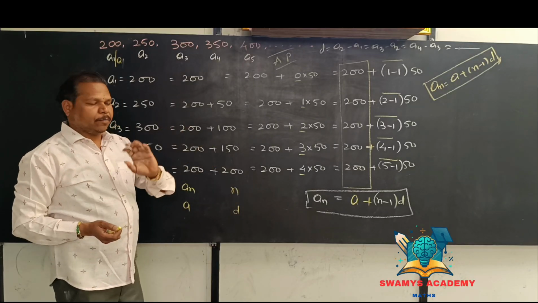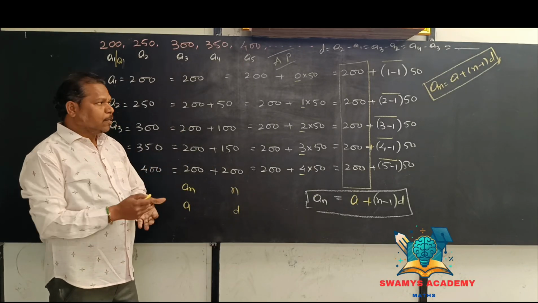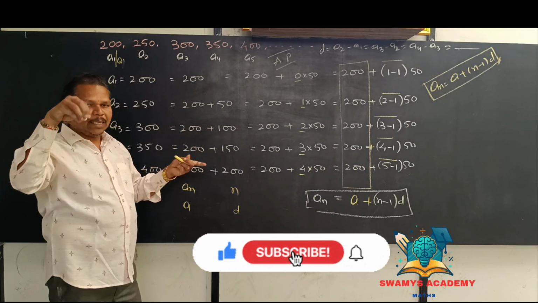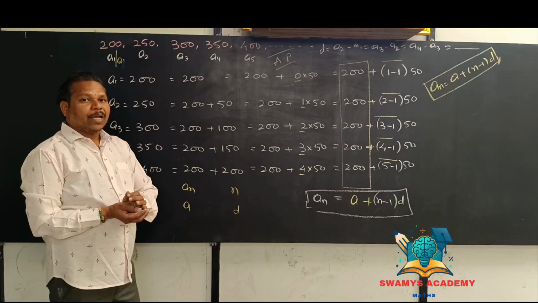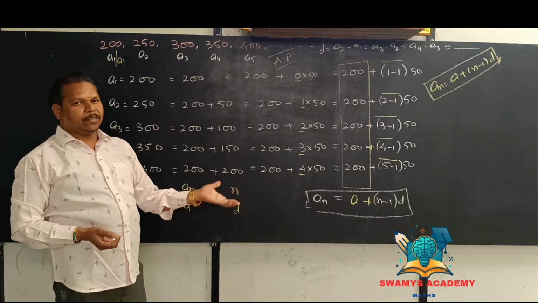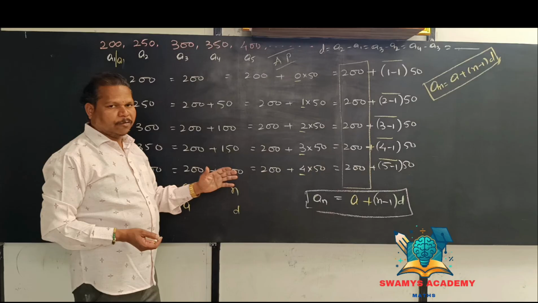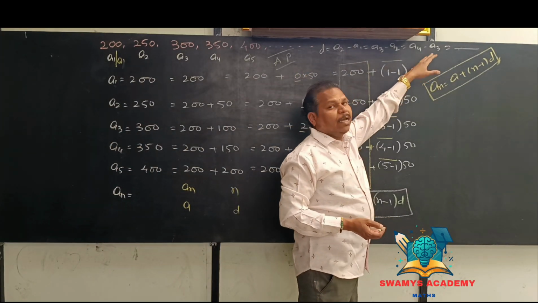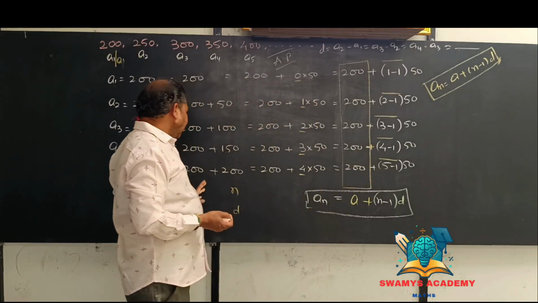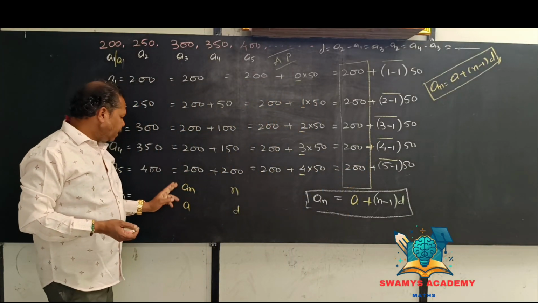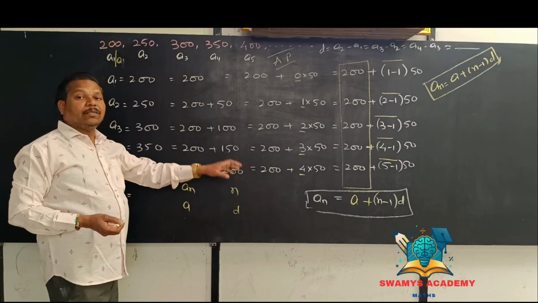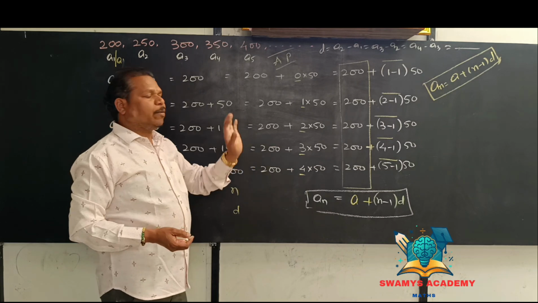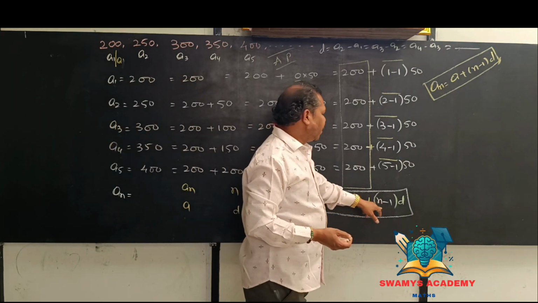n is the number of terms. So how many numbers are present in the progression, that we consider as the number of terms here. d means here the common difference, preceding order except the first term. How do we take it? a2 minus a1, a3 minus a2, a4 minus a3 and so on. So an means nth term, a means first term, n means number of terms and d means common difference. So what is the an formula in arithmetic progression? a plus (n minus 1) into d.